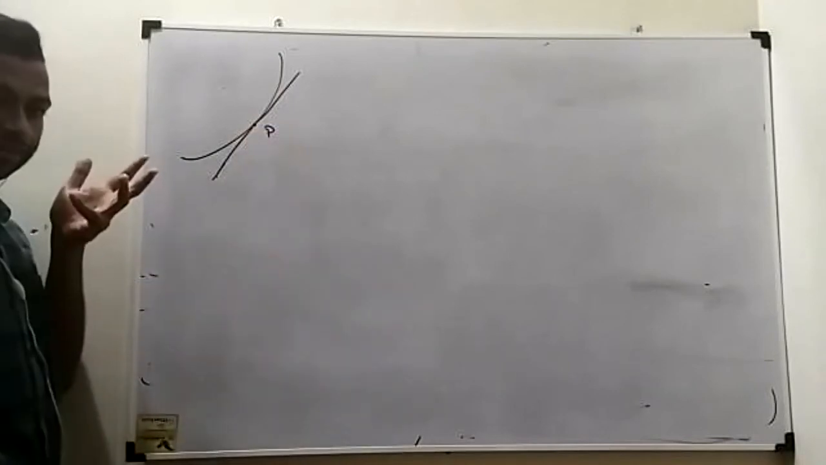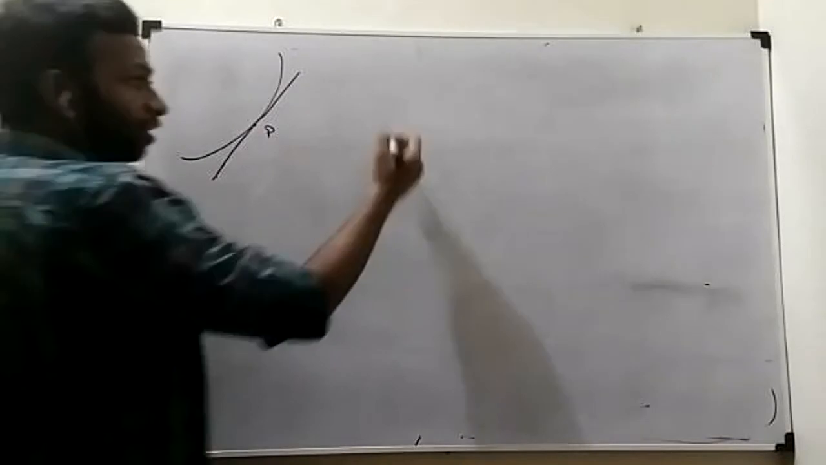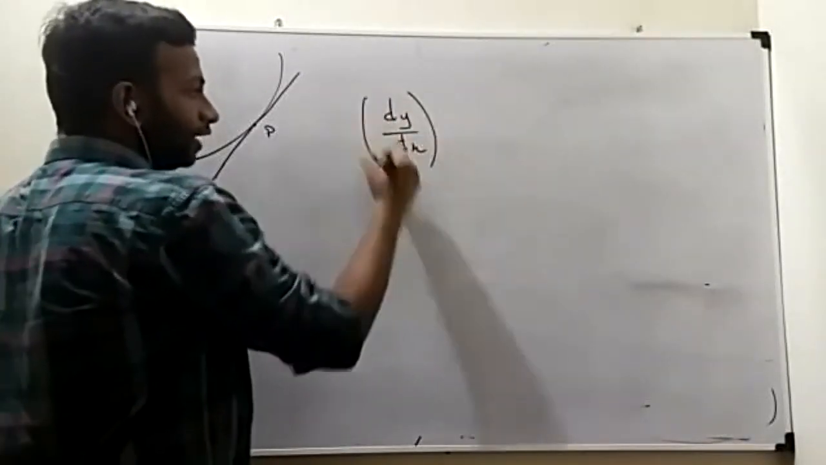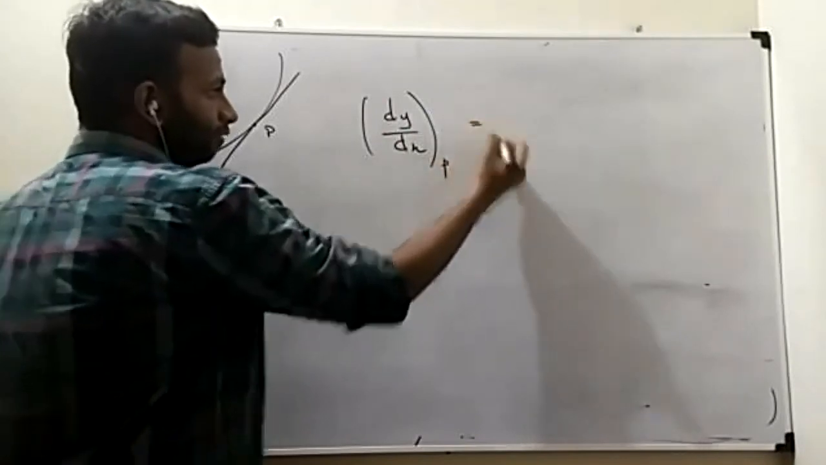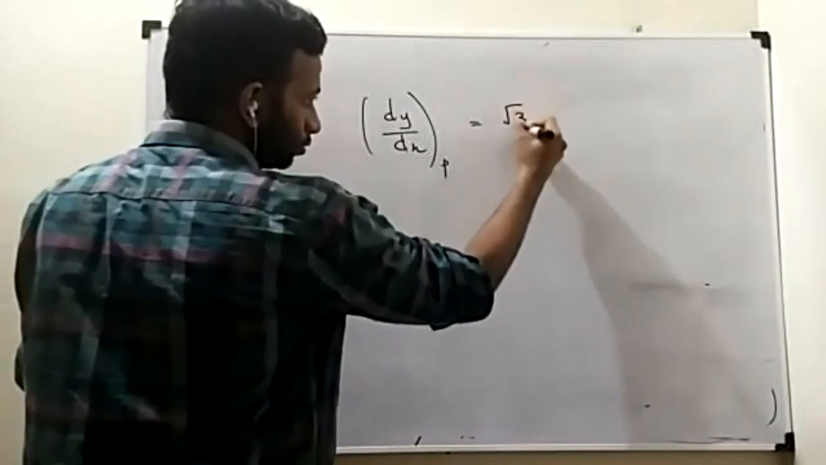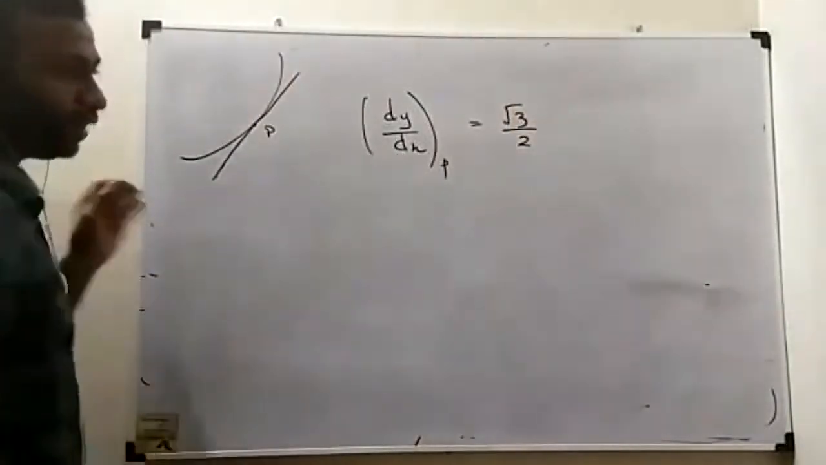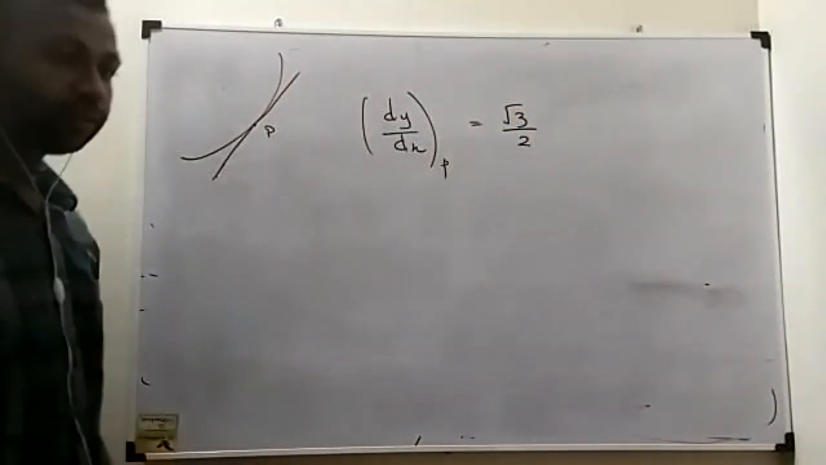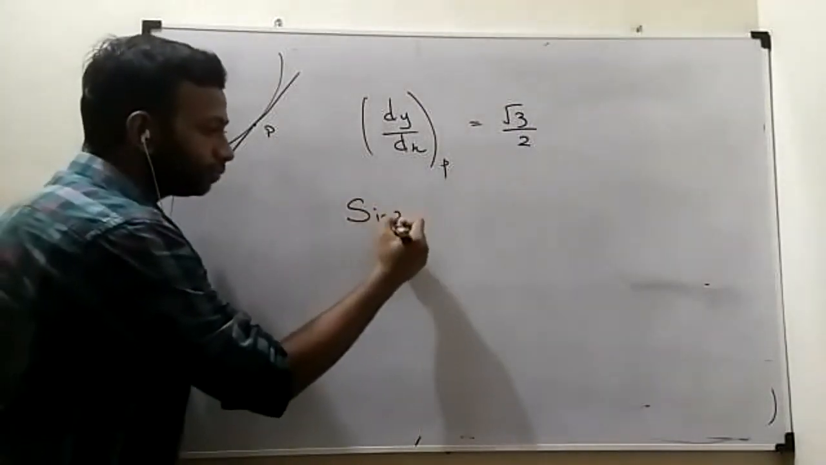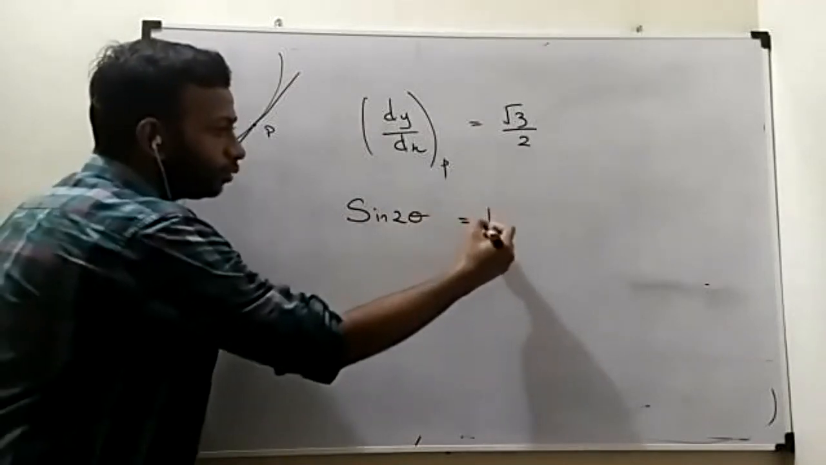So what is the gradient? The derivative, right? That is dy by dx. So dy by dx at point P is given. What is it given as? 2 cos 2. But we already know what dy by dx is, right? We just proved it in the previous part. That is sine 2 theta. So sine 2 theta is equal to root 3 by 2.